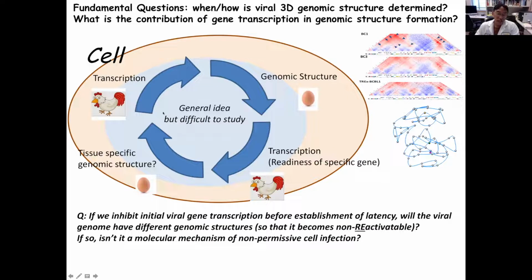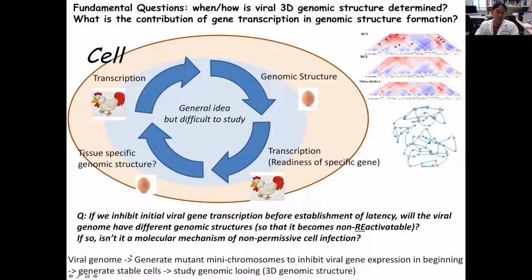To study this, we next asked: if we inhibit the initial viral gene expression before establishment of the latency genomic structure, will the virus genome have a different genomic structure so that it becomes non-reactivatable? If so, isn't it the molecular mechanism of the non-permissive interaction? So what we did is we first used the BAC system to mutate some transactivation protein expression, then studied the genomic structure, the looping.